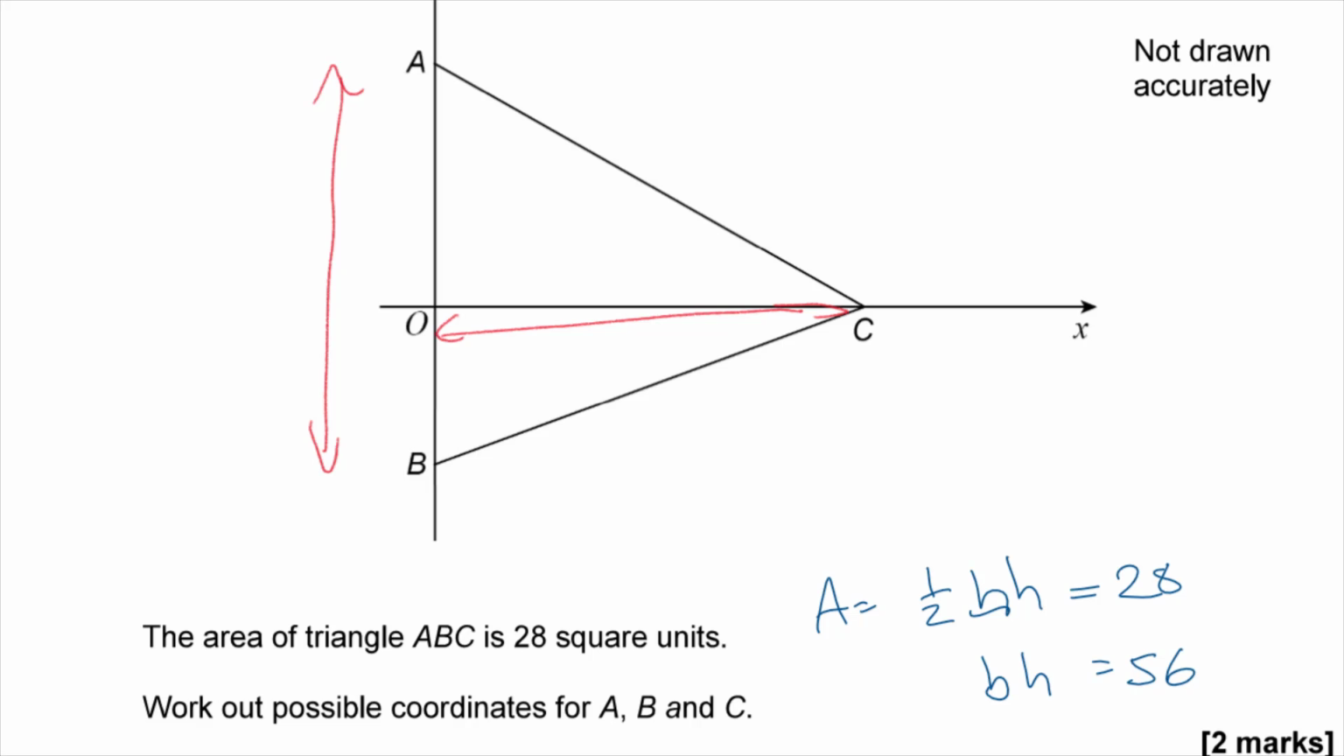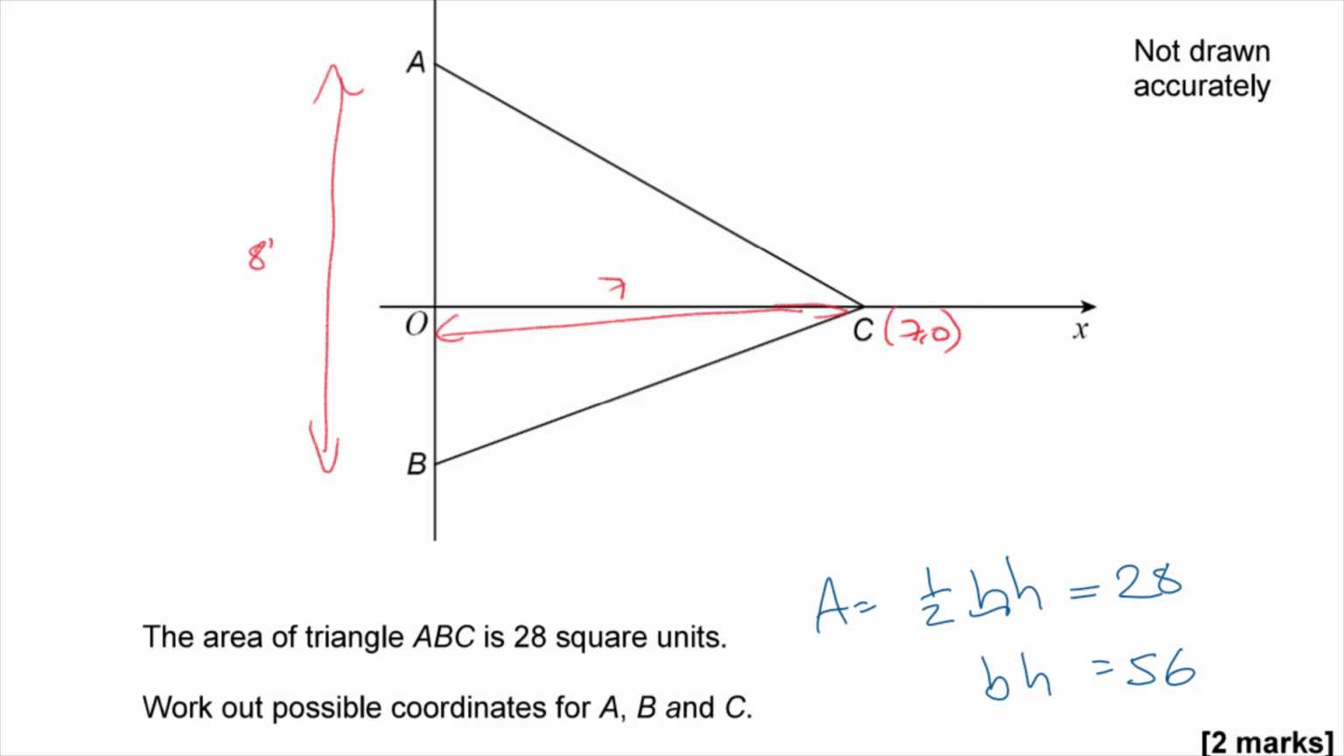Now, I know that 56 is 8 sevens. 8 sevens are 56. So, if this was 8 and this was 7, then that triangle would have an area of 56. So what might that make the coordinates then? So I know what C is then. C would then be 7, 0, wouldn't it? So that's a possible coordinate for C.